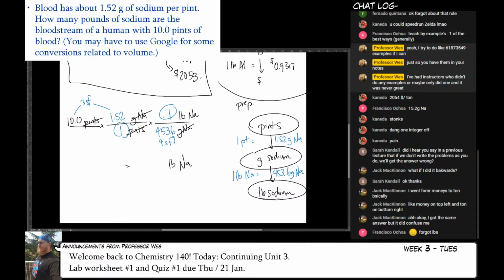The first two numbers we had are 3 sig figs. This one's 4. Our answer should have 3 sig figs, so I'm just going to write it to 3. What do we got? 10, 1.52, 453.6. And I got 0.0335. So not that many pounds of sodium in the human bloodstream. There you go. That's how you do those.